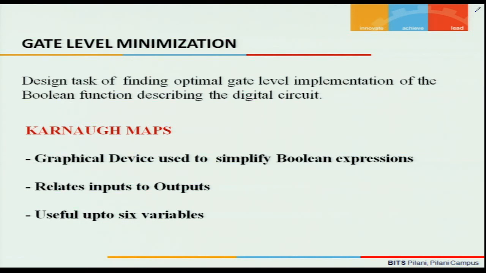Now, K map is a graphical device which is used for simplifying Boolean expressions. Like a truth table, these maps relate inputs to the outputs, and this technique is useful for circuits up to 6 input functions or 6 input variables. Beyond that, because of a graphical tool, visualization becomes difficult. So, we go for algorithmic tool for functions having more than 6 variables. So, let us see what is this K map and how do we use it for minimizing Boolean functions.